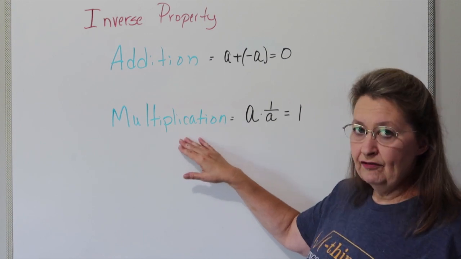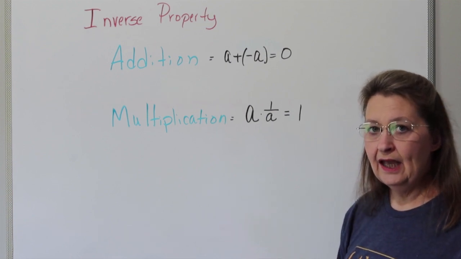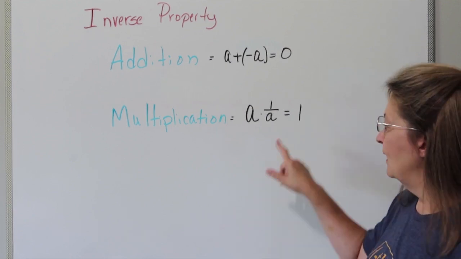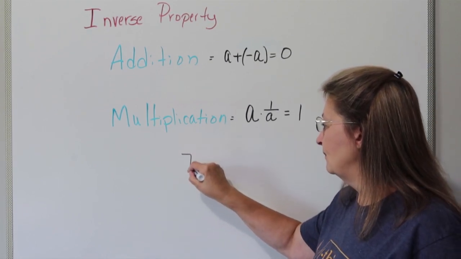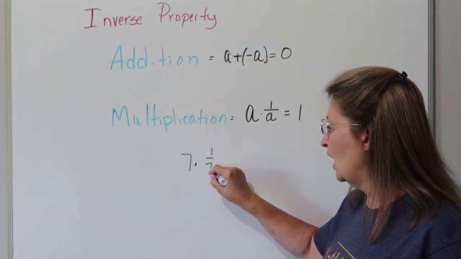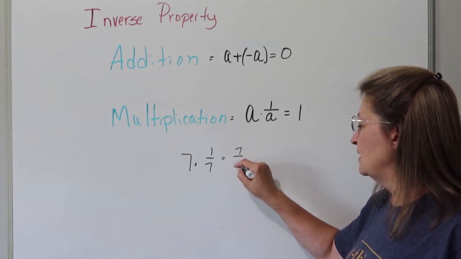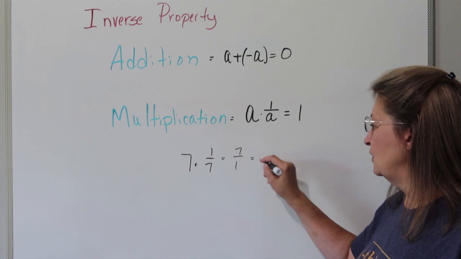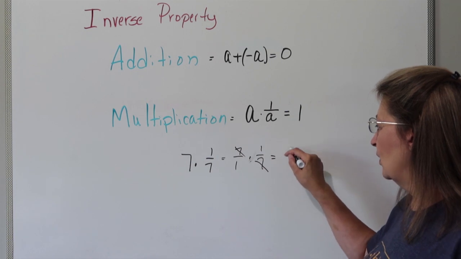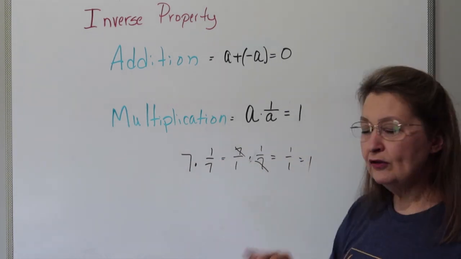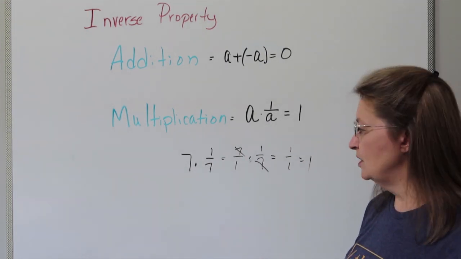Alright, the multiplicative inverse, or the inverse for multiplication, says there's a number for every a, and when I multiply it times a, I get 1. It's a little bit harder to understand, but if you take 7 and you multiply it by 1 over 7, your answer is 1 every single time. The reason is, you change this to 7 over 1. You've still got multiplied by 1 over 7. Look, your 7's cancel. You've got 1 over 1, which is 1. So the multiplicative inverse of any number is the number that you can multiply by it to get 1.